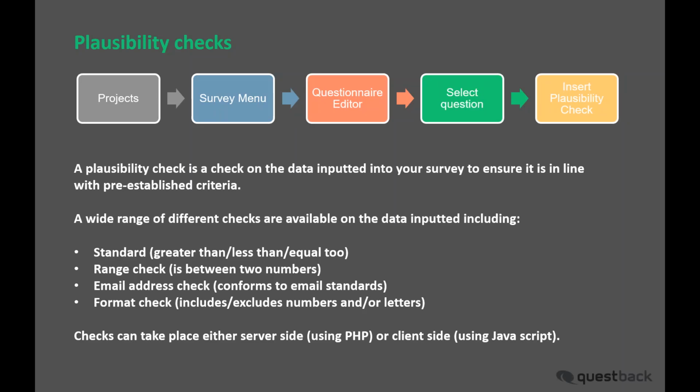And what is a plausibility check? It's probably the first part to start with. It's a check on the data inputs in the system to ensure it's in line with pre-established criteria. It's quite wordy, isn't it? But really what you're saying is it's just doing a quick check against what someone's put in to make sure it makes sense. And there's a wide range of checks available. We've got standard checks. I'm going to run through quite a few of these with you when I actually open up the checks on EFS, but range checks, emails, formats, and also tell you what the difference is between server side and client side as well.